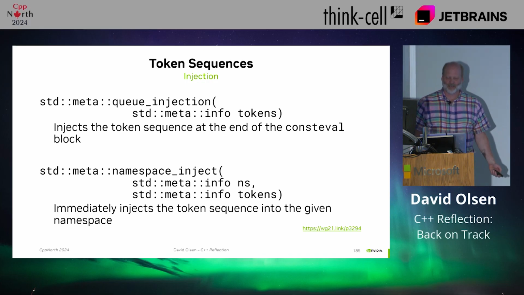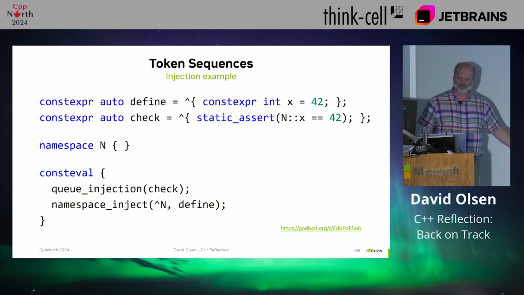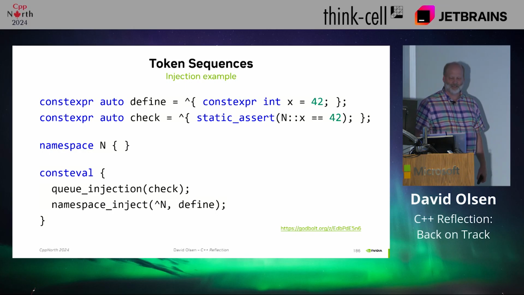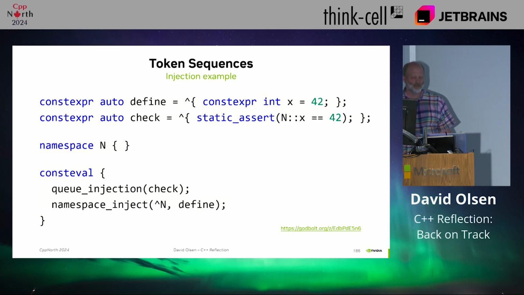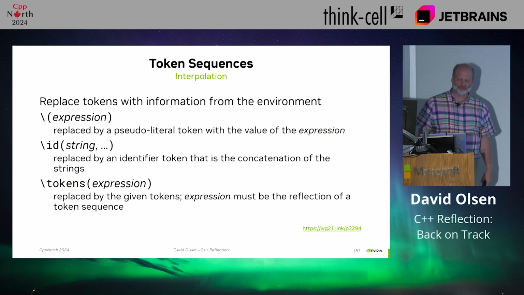Like most abstract ideas, this benefits from examples. We define two token sequences. One is the tokens necessary to define a constexpr variable named x. The other is a static assert that verifies the value of x. Then we inject both of these token sequences into the code. Because queue injection delays the injection to the end of the consteval block and namespace inject happens immediately, the variable x is defined before the static assert is parsed.